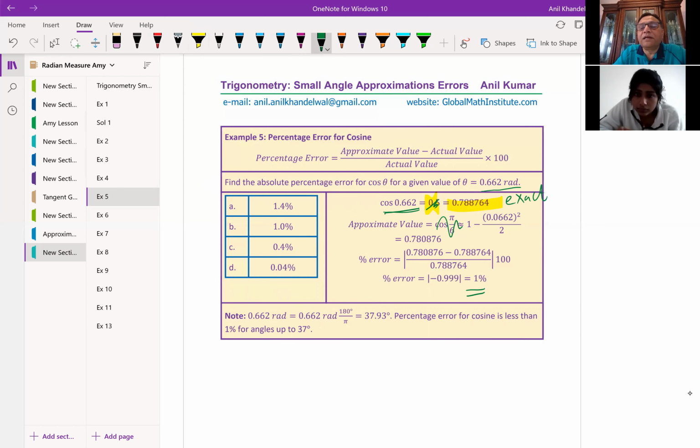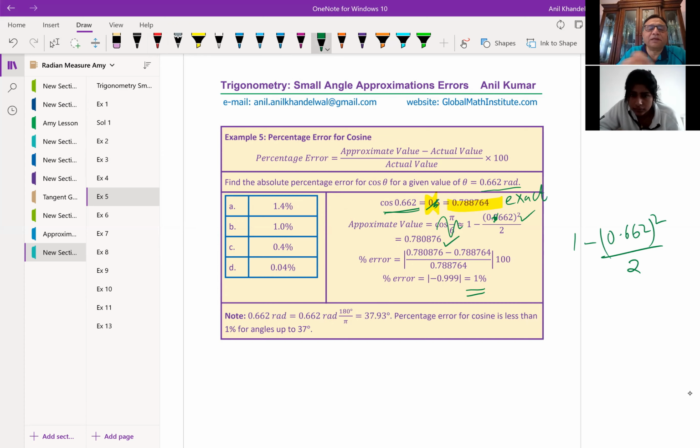Can you do the approximate calculation? 1 minus theta square by 2. Theta, I've written here 0. Wait, is it 0.662 or 0.0? Oh, calculation mistake. Can you please do it again? Okay. 0.662 squared, divide by 2, 1 minus that. You get 0.780878. Okay, this is correct, right? So you get 0.780876. And when you find the percentage error, calculate this also. It is just 1%. Is that clear to you?